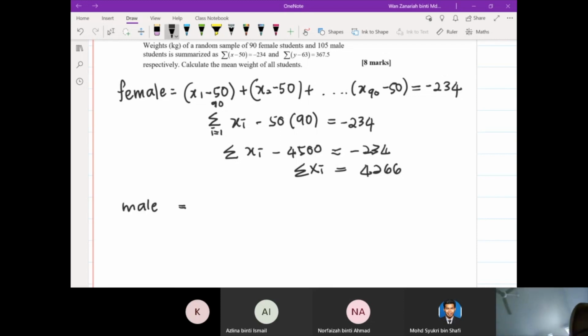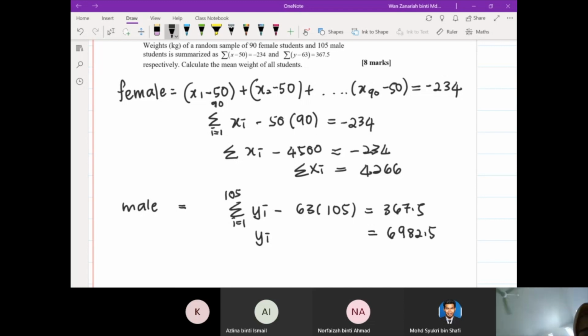For male, it is yi, sorry, not x, y. The summation of yi minus 63, times 105 students, is given to us as 367.5, where i starts from 1 until 105. So we continue the calculation: 63 times 105, and then you plus 367.5, we will get 6,982.5. You can calculate yourself.